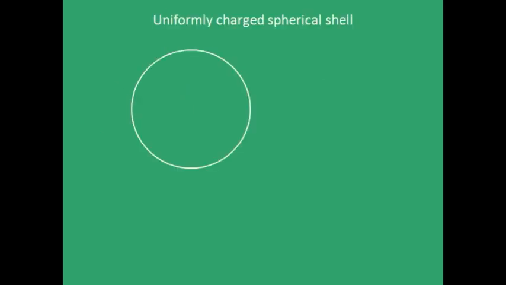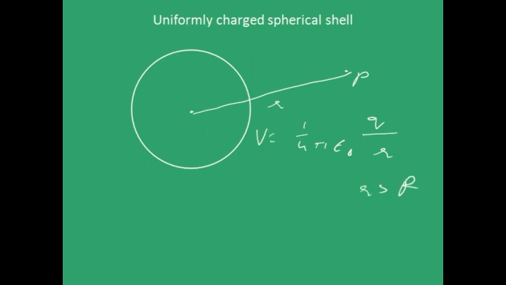Now say I have a uniformly charged spherical shell and I want to calculate the potential at P here, which is outside this sphere. If the distance from the center of the sphere to this point is small r, the potential will be just like what we got when dealing with a point charge. It will be nothing but 1 by 4 pi epsilon naught Q, which is the total charge on the sphere, by r, and this is the potential when r is greater than the radius of the sphere.